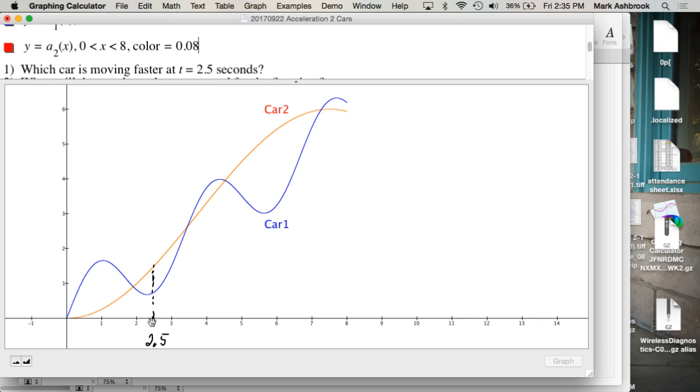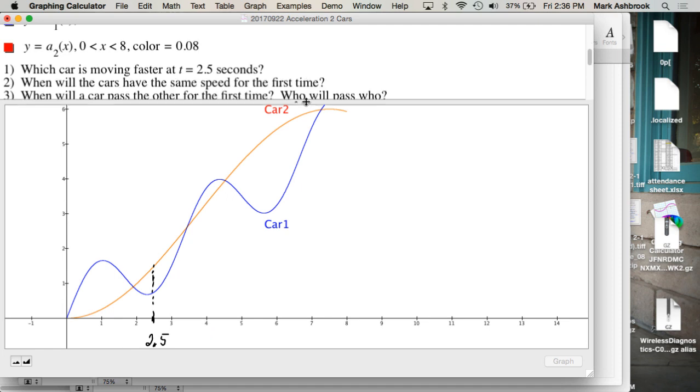Now, what happens from 2 to 2.5? Well, now car 2 is gaining speed more than car 1, but not nearly enough to overtake what happened in the first 2 seconds, right? What happened in the first 2 seconds is car 1 gained a lot more speed than car 2. Car 2 is gaining speed more than car 1 from 2 to 2.5 seconds, but again, not nearly enough to undo what was done in the first 2 seconds, right?